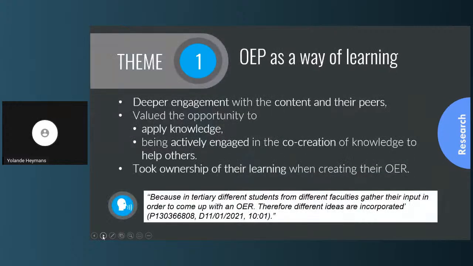OEP as a way of learning emerged as a first theme. Our students felt that they had the opportunity for a deeper engagement with their content and their peers during this process: looking for content, sharing what they found, discussing the content, evaluating the content, etc., allowed for that deeper engagement. They also valued the opportunity to apply the knowledge, and this is something that we picked up. It wasn't only regurgitation. They had to develop something, they had to design something, they had to evaluate something, and being actively engaged as co-creators of knowledge to help others strongly emerged in this theme.